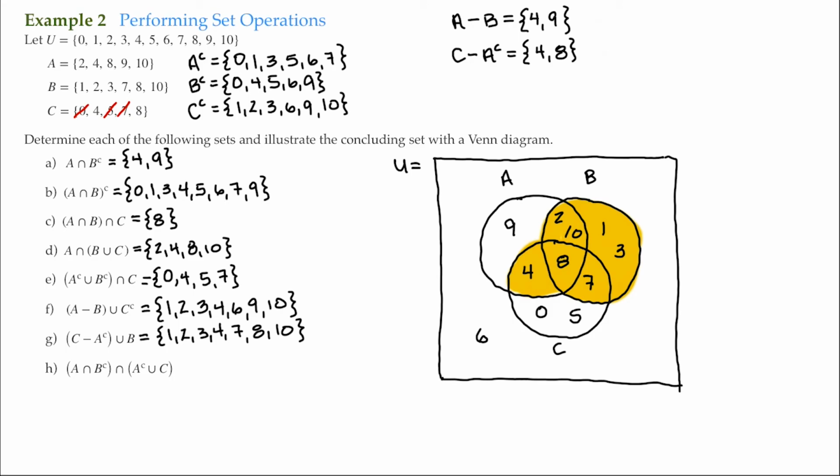Finally, we get down to letter H. We can see that we have A intersects B complement, that's in parentheses. And then we have A complement union C, that's in parentheses. And then we're going to find the intersection of these two. This one right here we already have done. A intersect B complement, that's this one right up here. So I'm just going to go ahead and repeat it here. A intersects B complement. That's 4 and 9.